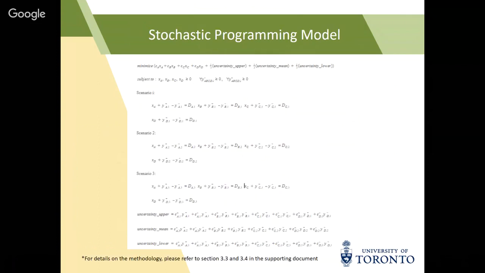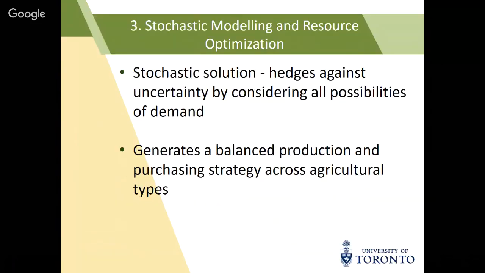Here we formulated the model on 3 proposed scenarios of demand, and the projected demand for each type adjusted to account for surplus and shortage amounts. The benefits of stochastic modeling is that it acts as a hedge against uncertainty by considering all possibilities of demand. Therefore, it generates a balanced production and purchasing strategy across its agriculture types.